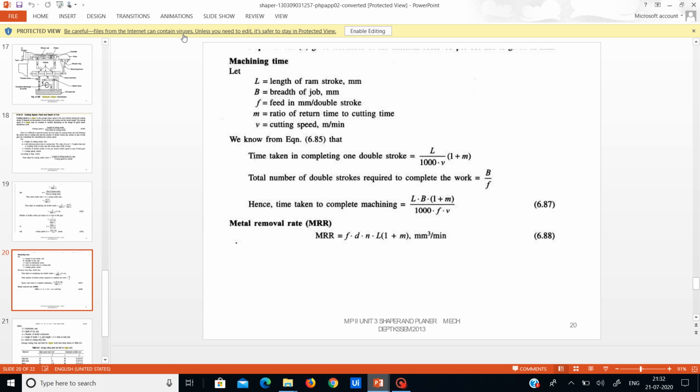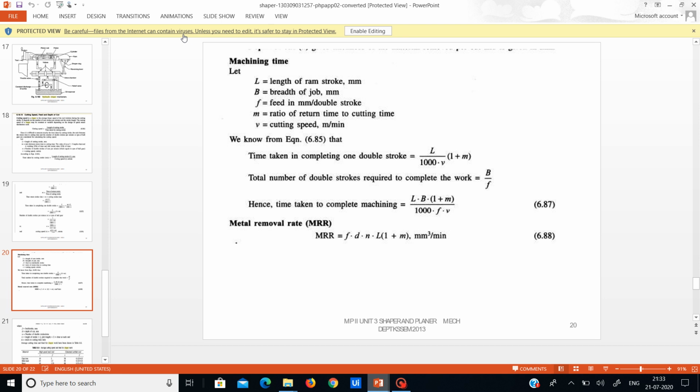So from here you know how to compare and also how to write all of this. And the metal removal rate, what is the MRR? Metal removal rate is nothing but how much metal is removed. How much material is removed in the forward stroke, that is nothing but F D N L into 1 plus M cubic meters per minute.